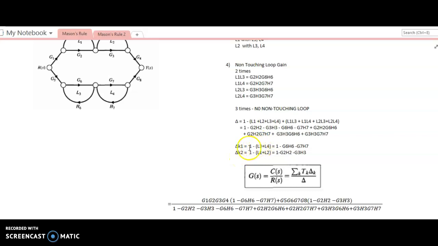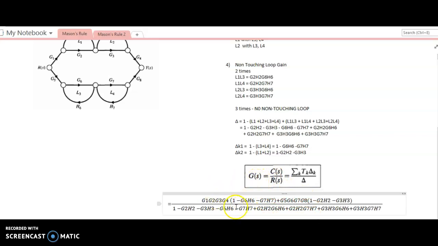So for the K1, the loop 3 and loop 4 takkan touch dekat path 1. Sama juga dengan loop 2, path 2, forward path ni. So L1, L2 takkan touch. So just masukkan kat sini. After you get all the terms, kita boleh buat dia punya transfer function.